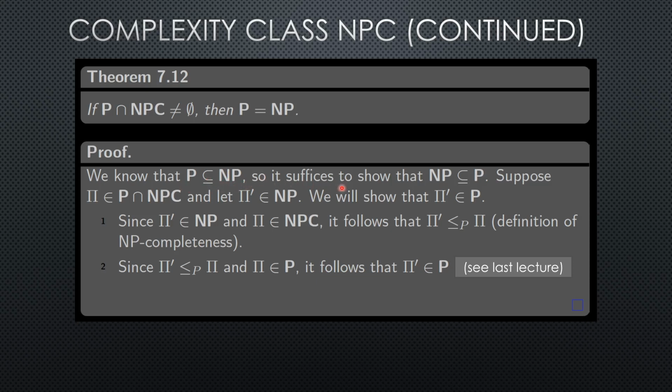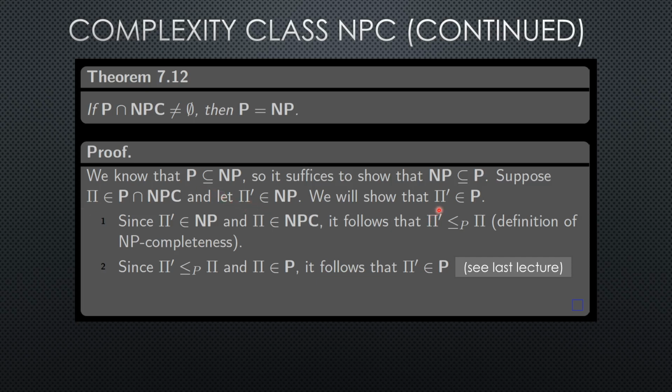So it suffices here to show that NP is a subset of P. Then I could show that P is equal to NP. So I'm going to try to prove this theorem. We're going to suppose there is a problem that's in P and also in NPC, and we're going to show that that means NP is equal to P. We're going to do that by showing NP is a subset of P. Okay, so suppose pi is such a problem. It's solvable in polytime, and it's also NP complete. And we'll consider any other problem pi prime that's in NP.